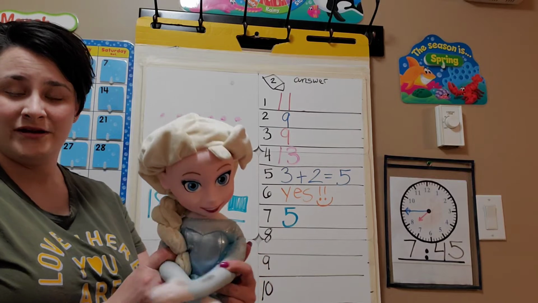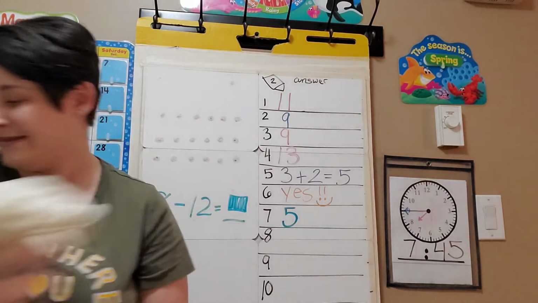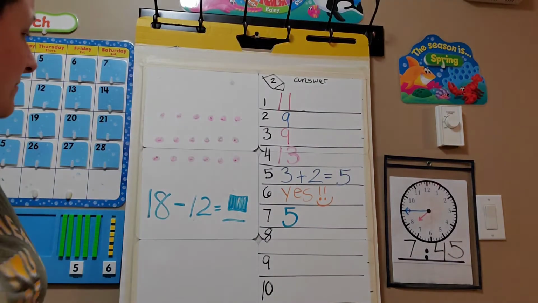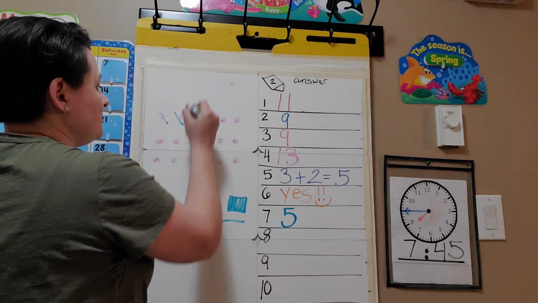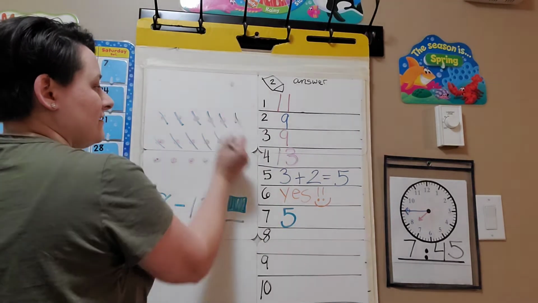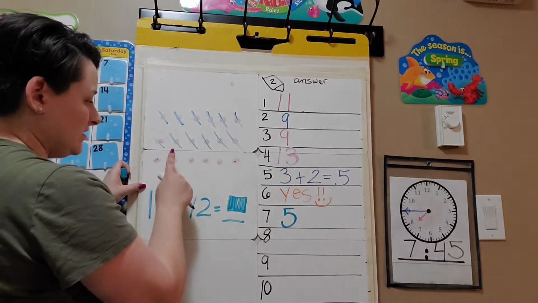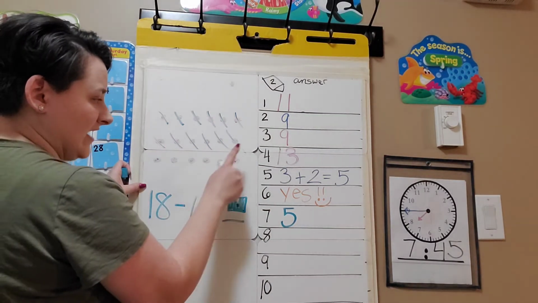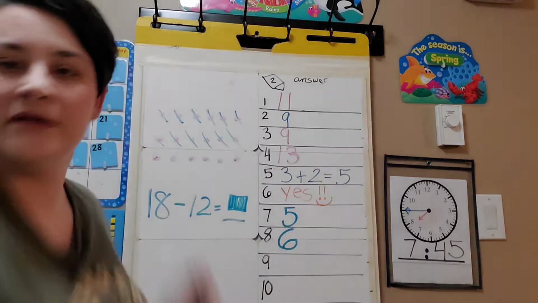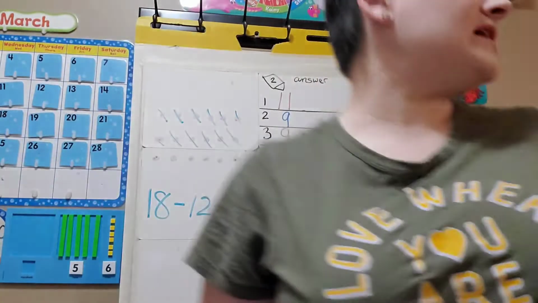Oh, into the unknown. Also, that's enough. Okay, serious now. So, let's cross them off. 1, 2, 3, 4, 5, 6, 7, 8, 9, 10, 11, 12. What is left? 1, 2, 3, 4, 5, 6. Our answer for number 8 is 6. All right, I'm getting all excited and all peppy here.